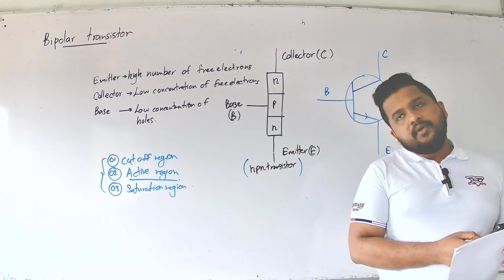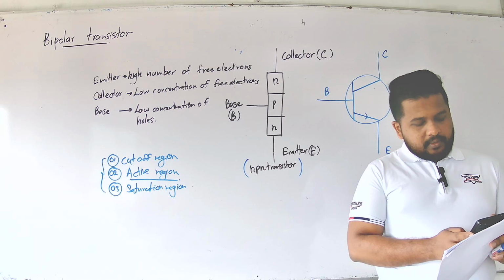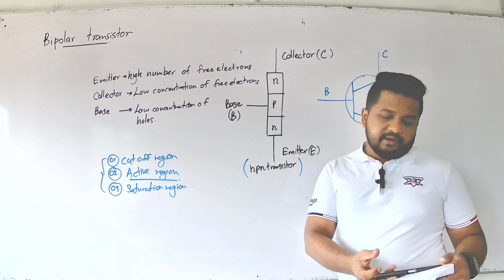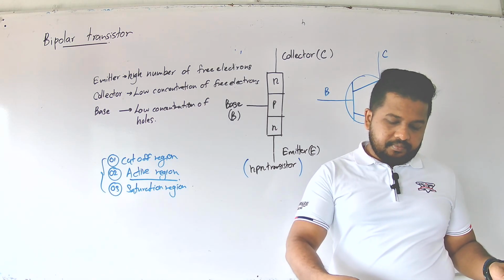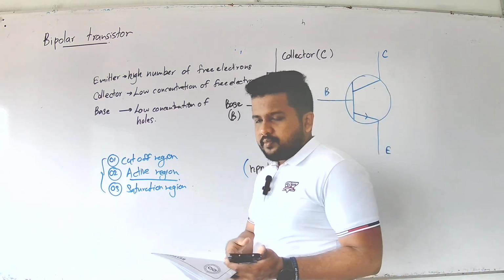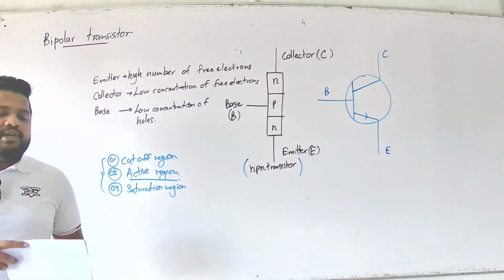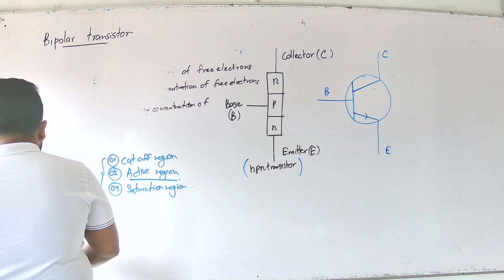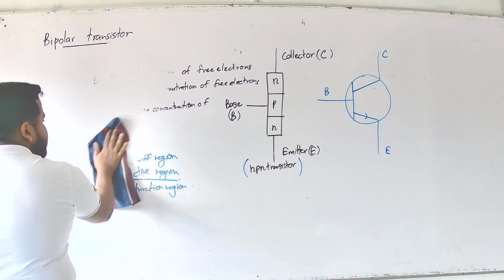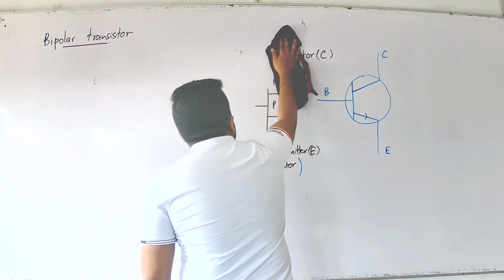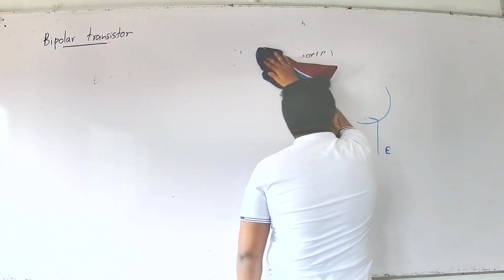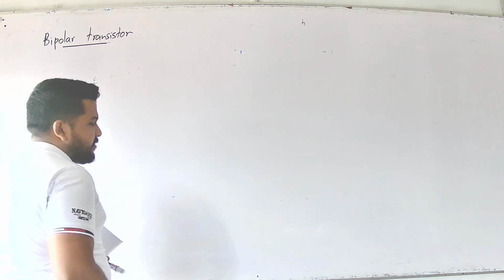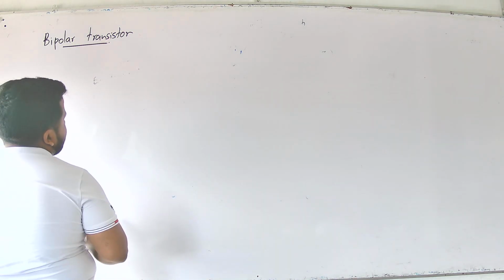Okay, then write down the topic: bias in the transistor to the active region. So we have to bias the transistor. How can we bias the transistor? For this, we have to take the transistor and supply some voltage.